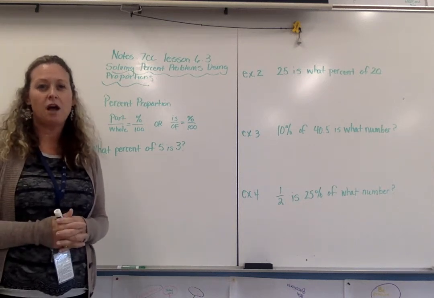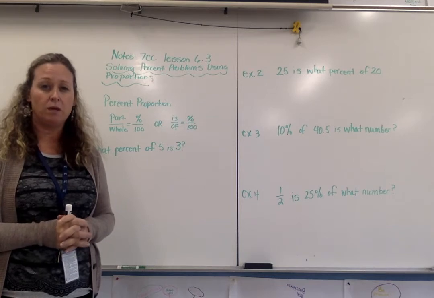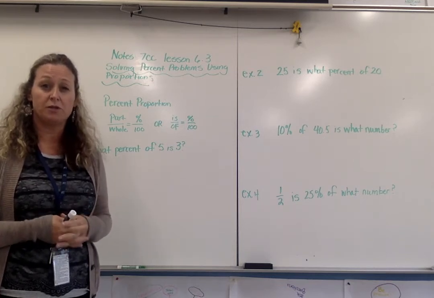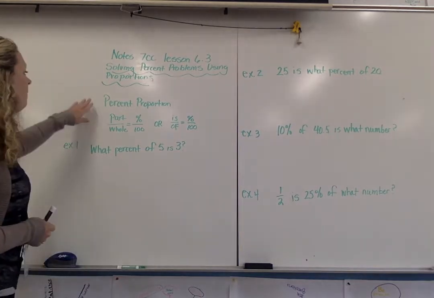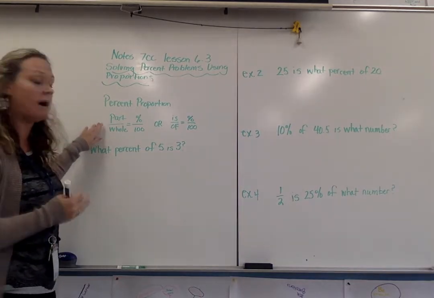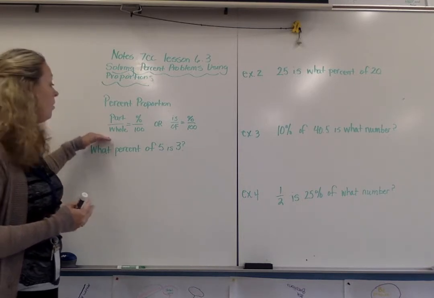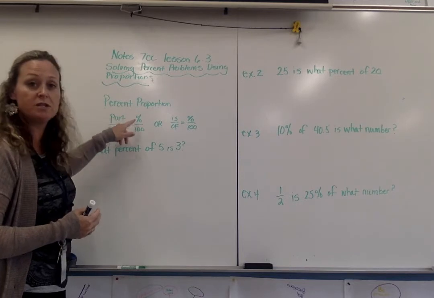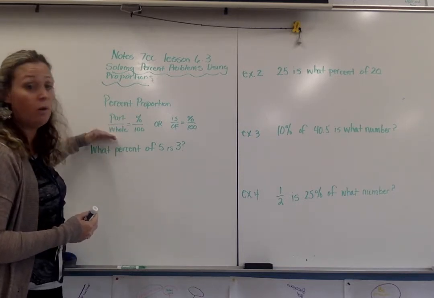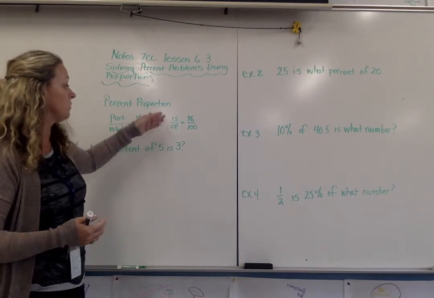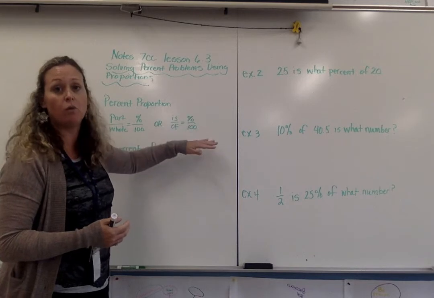Hi everybody, we're going to talk about notes from 7th grade Common Core lesson 6.3. We're going to be using proportions to solve percent problems, and we're going to be using a percent proportion to do that. A percent proportion says the part is the numerator, the denominator is the whole, and that is equal to a percent over 100. So we're looking at the relationship between part and whole. Another way to look at that is the relationship between is over of being equal to percent over 100.